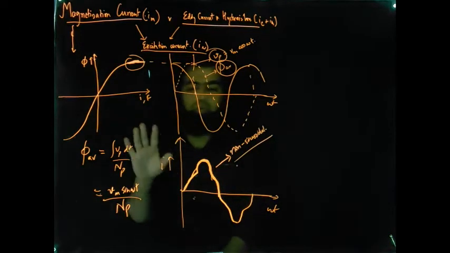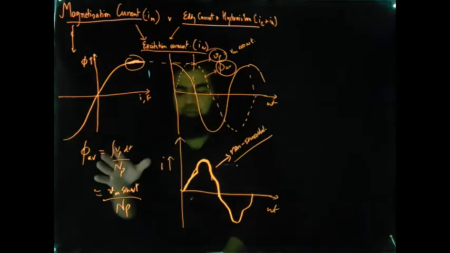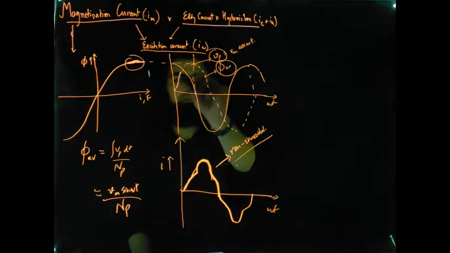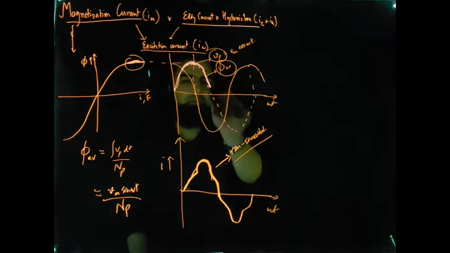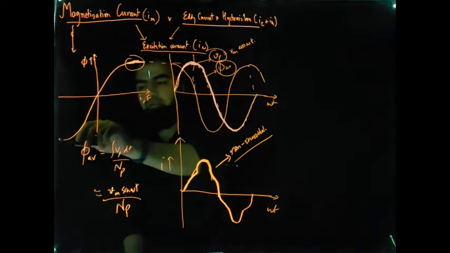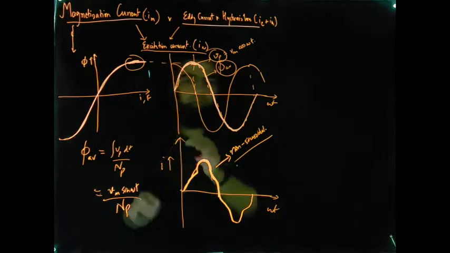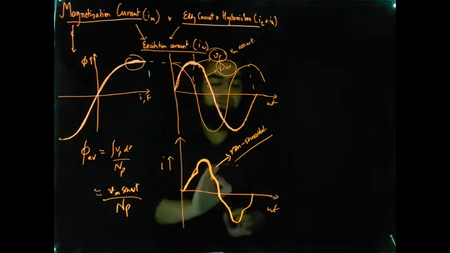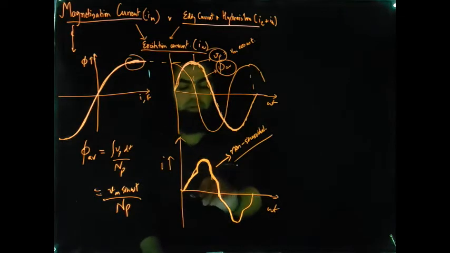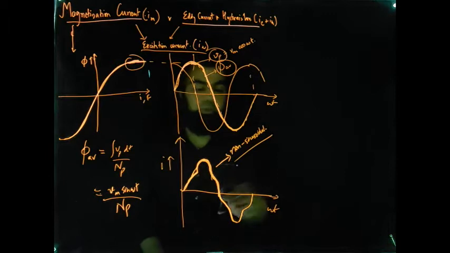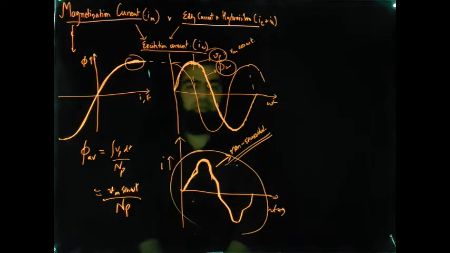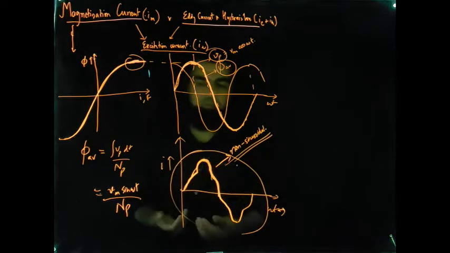Fine. So we have Vp equal to Vm cos omega t. Using Vp, we can find out average flux equal to Vm by Np sin omega t. Now we know that this is our Vm, this is our flux with respect to time, and this is our flux with respect to current. So using those two graphs, we can find out current with respect to time. And if you plot this, you'll find that current with respect to time is somewhat of this shape.